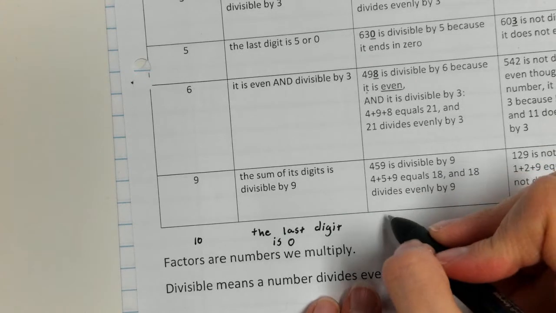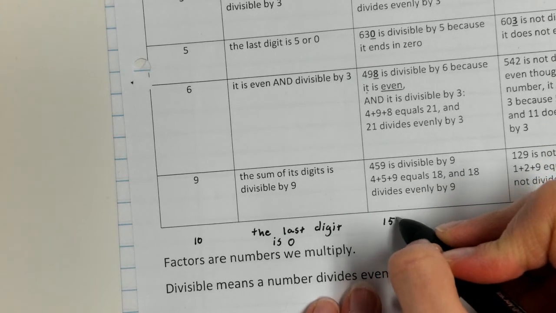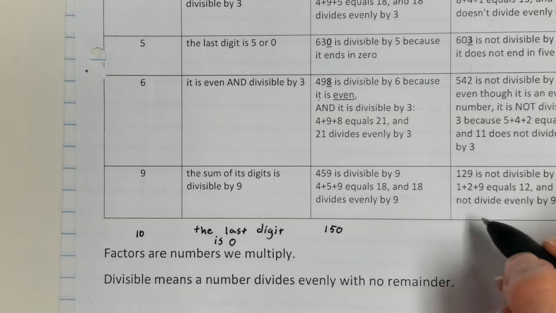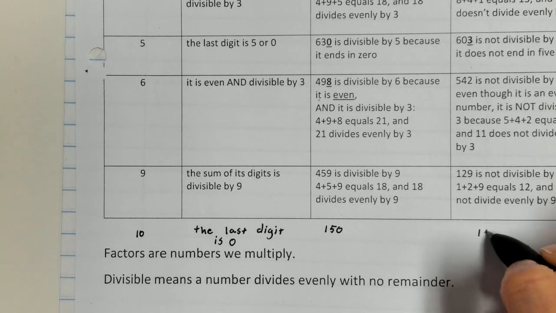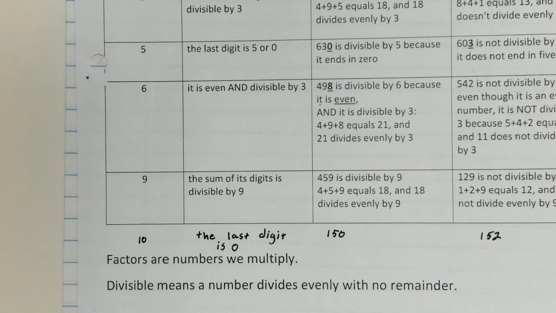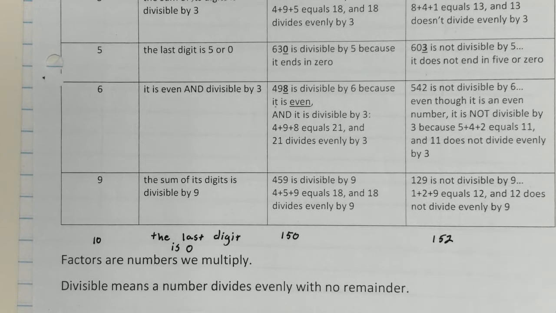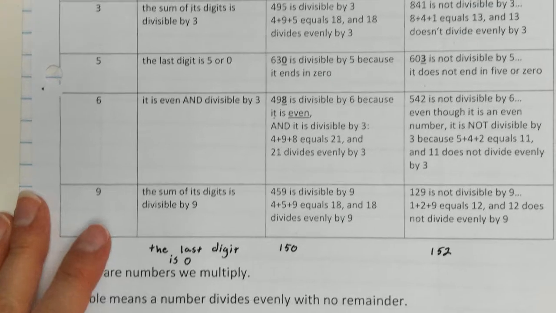So an example is 150, because the last digit is 0. A non-example is 152. Okay? The 5? So 10 and 5 are a lot alike. 5, the last digit is 5 or 0, and 10, the last digit is 0. All right.